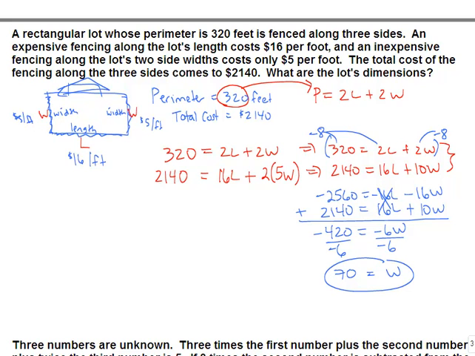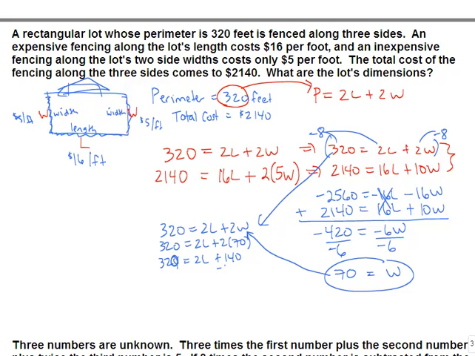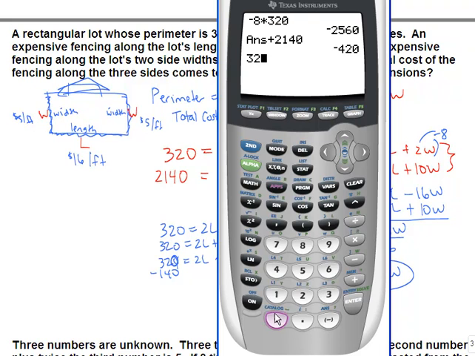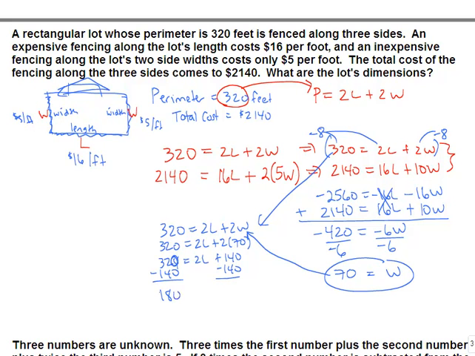So to find L, you can go back to your 2 initial equations here and pick the one that looks easiest to work with. I'm just going to use this top one, the one from the perimeter. 320 equals 2L plus 2W, and I'm going to substitute in 70 for that W. So 2 times 70, that's going to give me 140. If I subtract 140, then 320 minus 140 gives me positive 180. And if I divide that by 2, we get L equals 90.